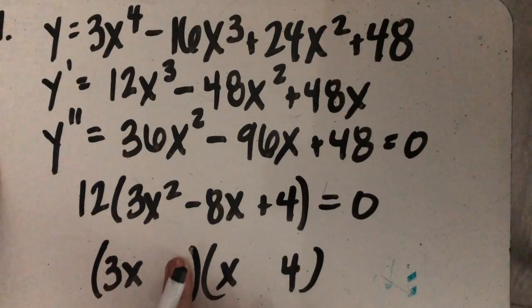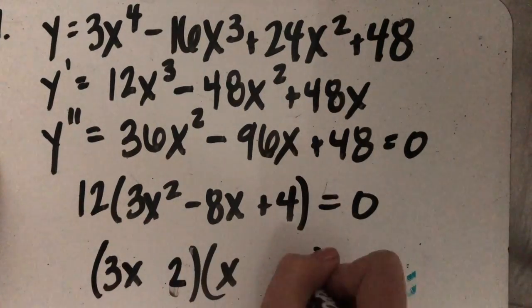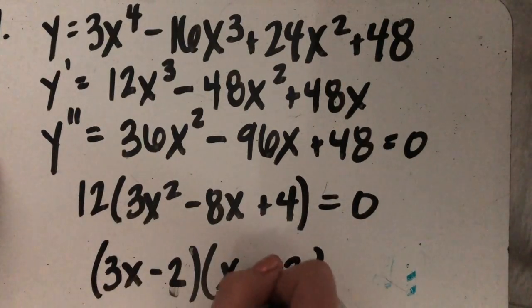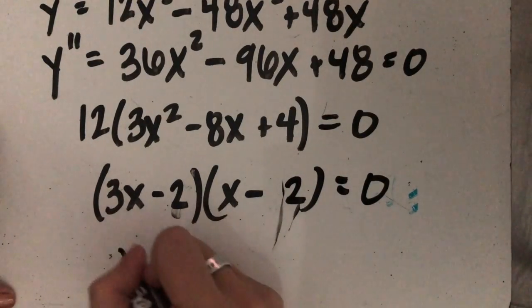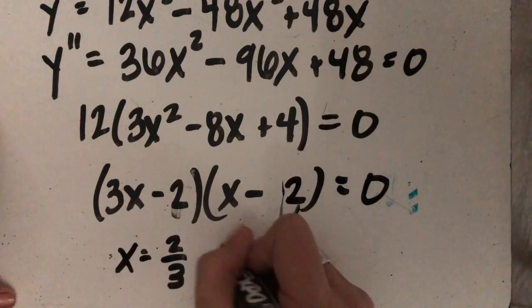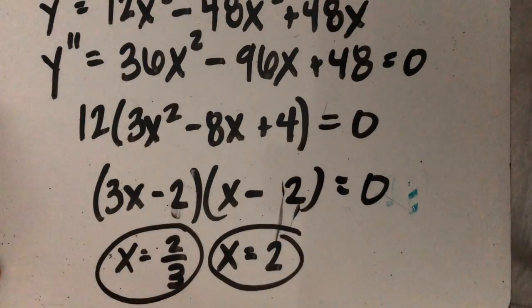Nope, I need 2. I need a 2 here and a 2 here. So I'd have 6x and 2x would make 8x if these are both negative. So I know that that is correct. So then I know that x must equal 2/3, right? If we set this equal to 0, or x is equal to 2. So these are now my potential points of inflection.